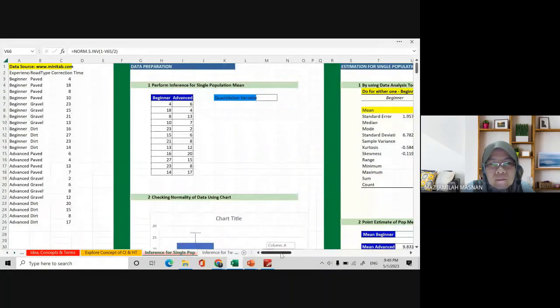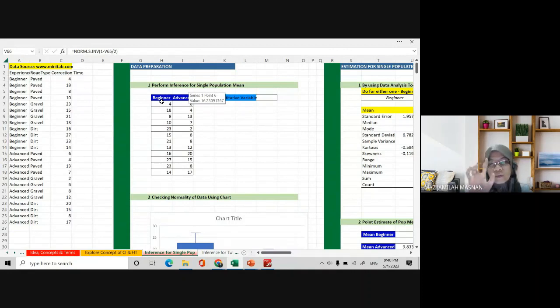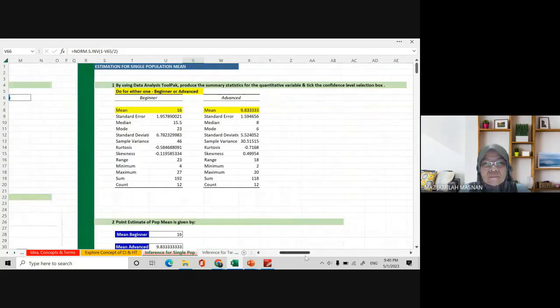But now because we are talking about one population, we are considering beginner as one population, or you can choose advanced as one population. So just choose one only. We don't do both. Choose either one as your single population that you wish to make inference for. So the next column is where you can repeat again in order to come up with your descriptive statistic. I hope by now you don't forget on how to come up with this.